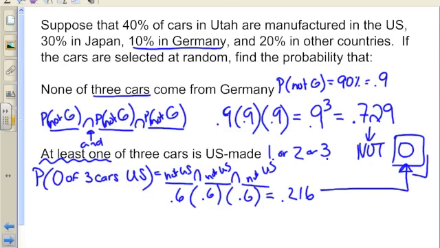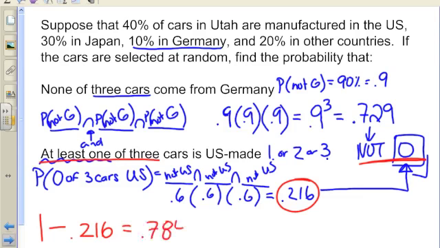This is the probability I get 0 US made cars. But that wasn't what I asked for in the beginning. I said, well, I do want US made cars. I want 1 US made car or 2 or 3. So this 0.216 is the piece I don't want. So I'm going to use my complement rule. My total probability is 1. I'm going to take away the piece I don't want, and that gives me 0.784. That's what I do want. So the probability I get 1 or 2 or 3 US made cars is 0.784.